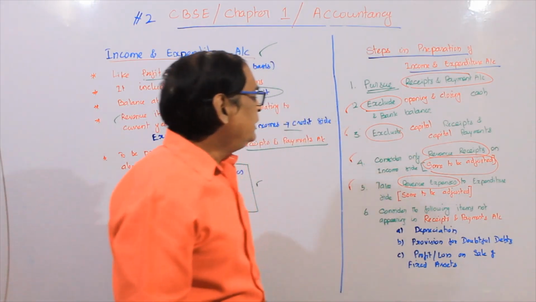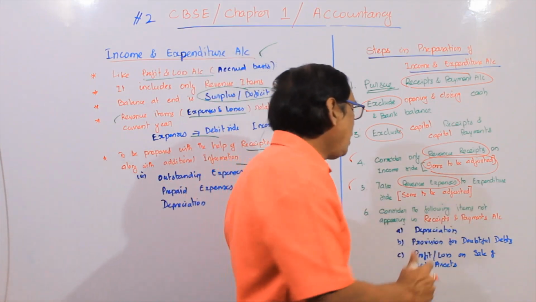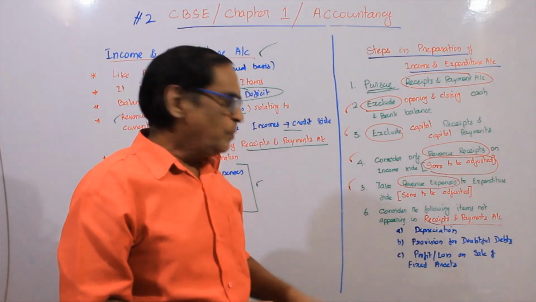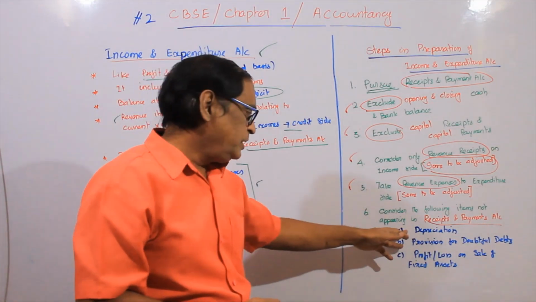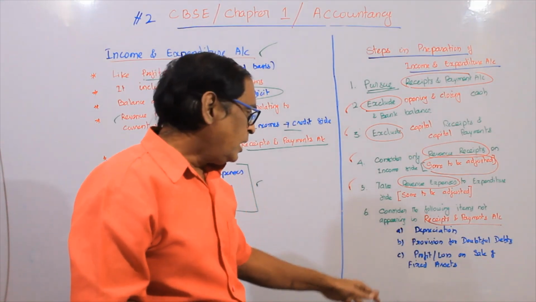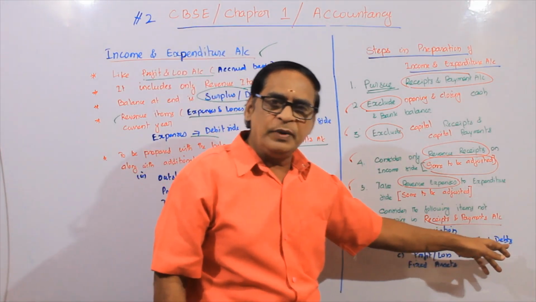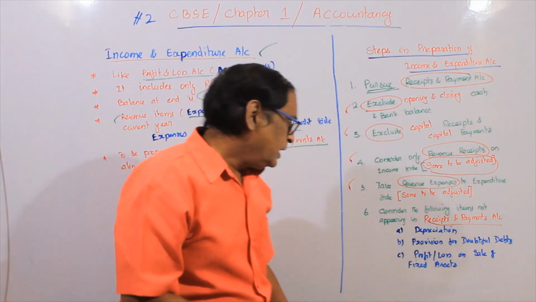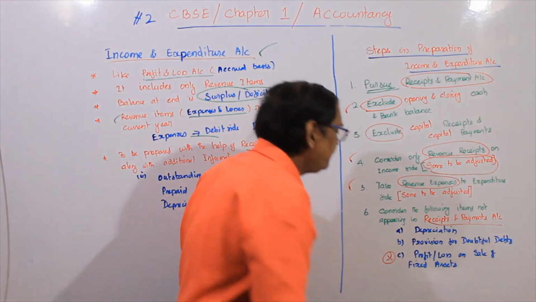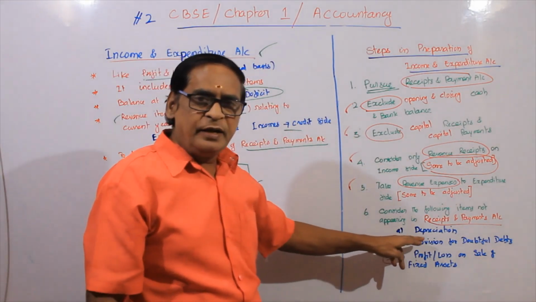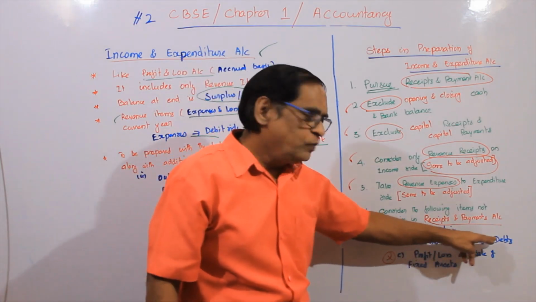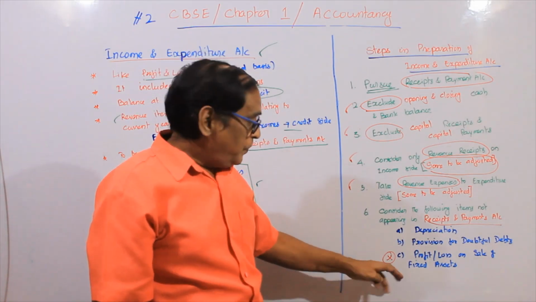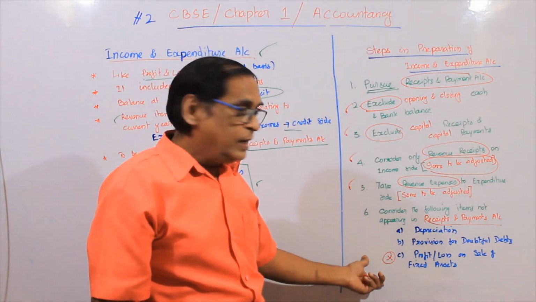Understand? And then consider the following items not appearing in the receipts and payments account. Some items will not appear there. Depreciation, because it is a non-cash item. And then provision for doubtful debts, it is also not appearing in the receipts and payments account. And profit or loss on sale of fixed assets, we have to ascertain this. So depreciation should be added in the income and expenditure account, and provision for doubtful debts should also be added in the income and expenditure account.